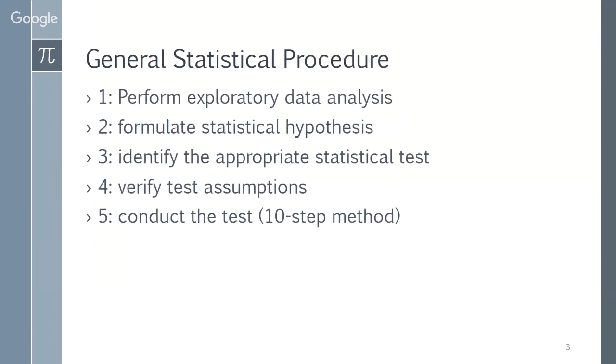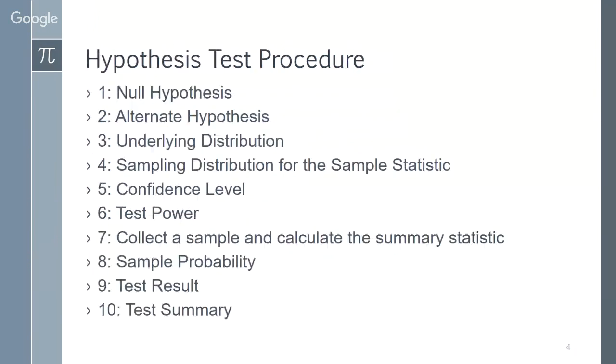Before we dive in, just like last week, I want to overview the general statistical procedure. Again, we always do exploratory data analysis first. We get an idea or build a picture in our mind of what the data is saying and how it's structured. We can then formulate our statistical hypotheses, identify appropriate tests, make sure that all the assumptions for conducting those tests are verified, and then we will actually follow our 10-step method to conduct the test. So we will be doing this again today. I'll be following all of these 10 steps as well as the previous 5 steps that you saw.